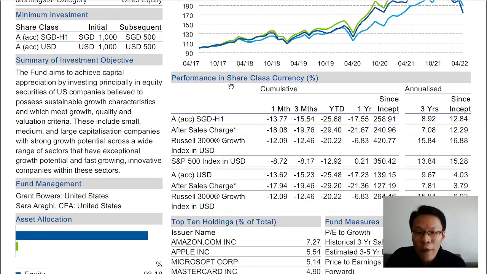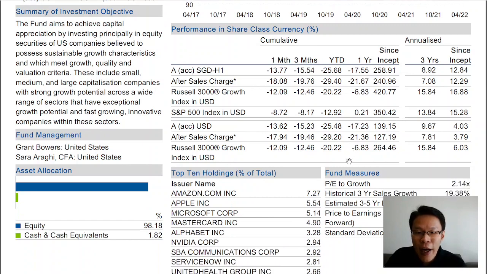Okay, on the right over here, this is actually a very important information as well to take note. It actually states the performance of the fund itself from past history. So as you can see over here, there is a track record based on 1 month, 3 months, year to date, 1 year, since inception, and in annualized data. Okay, so let's use the Singapore Dollars H1 as a comparison.